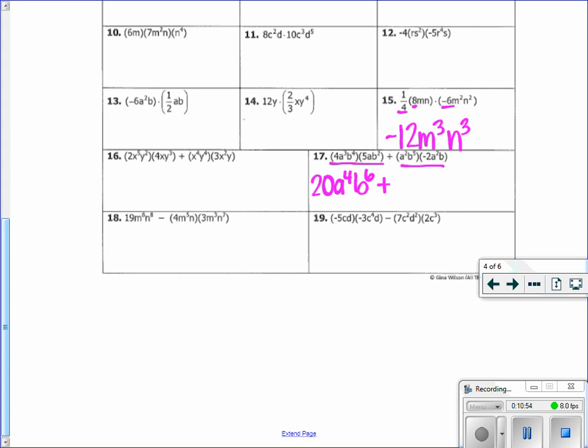Plus sign is still in the middle. We'll deal with that in just a minute, if we can, because we can only add and subtract things if they're like terms. So let's look at the next part. Are there coefficients to multiply?